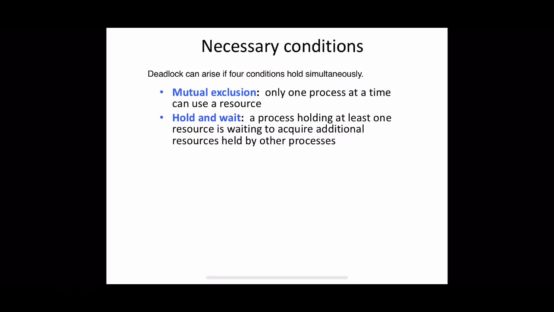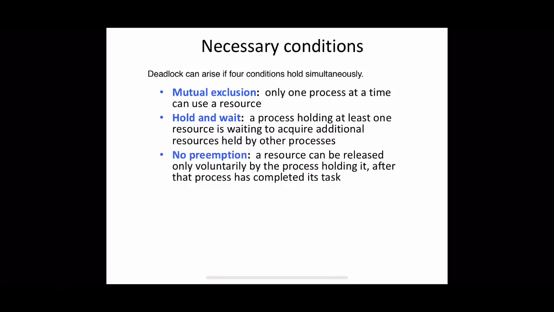And the third condition is no preemption. That is, resources should not be preempted. Preemption in the sense it can be released only voluntarily after completing a task. For example, suppose P1 acquires R1 and R2 and suppose that the usage of R1 is already over, but P1 won't release R1 until it finishes the entire task. So this also leads to a chance for deadlock.